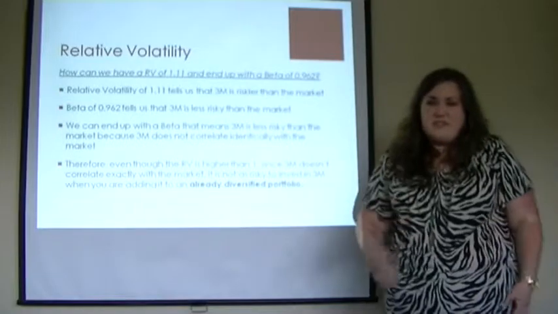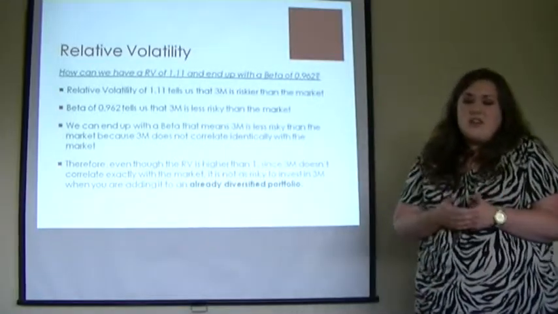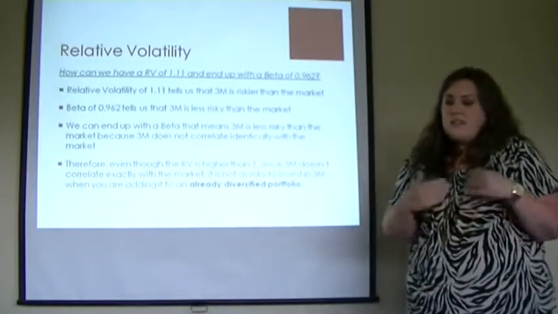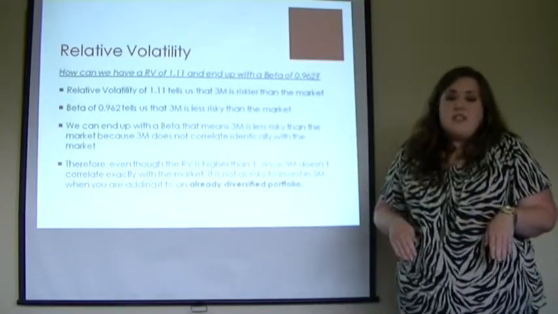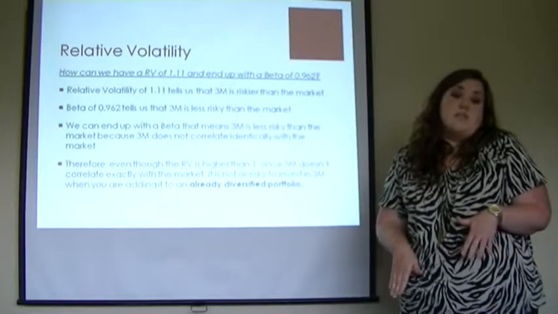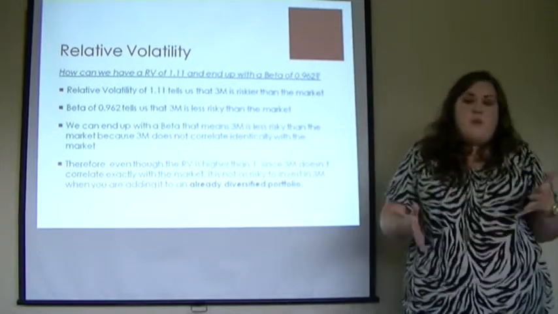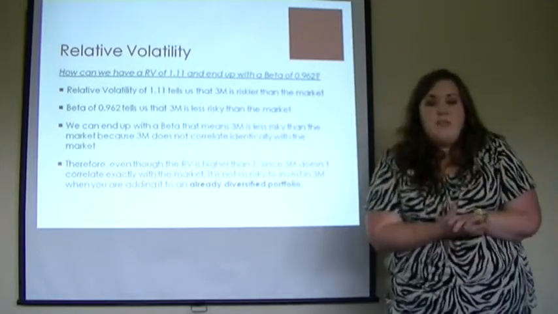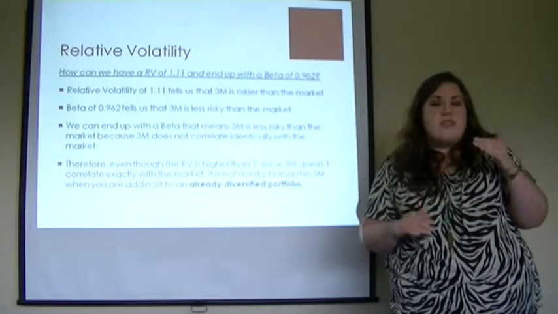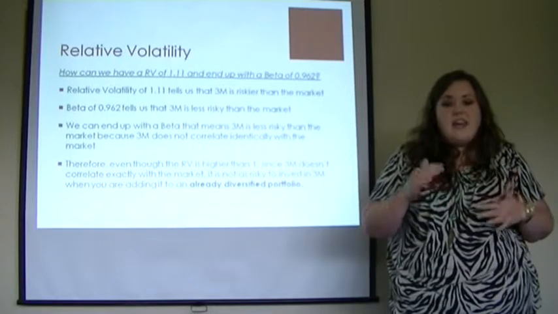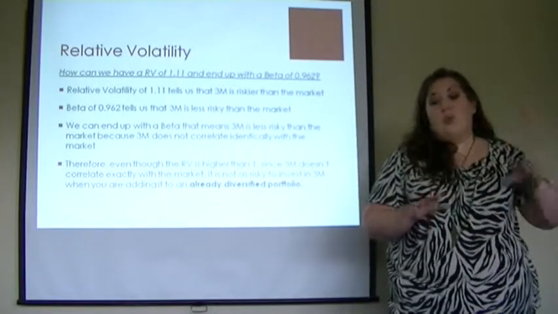That's kind of confusing for some. So basically, the RV of 1.11 tells us that 3M is riskier than the market, and the beta of 0.962 tells us 3M is less risky than the market. So the way it works out is that we can end up with a beta that means 3M is less risky, because 3M does not correlate exactly or identically with the market.